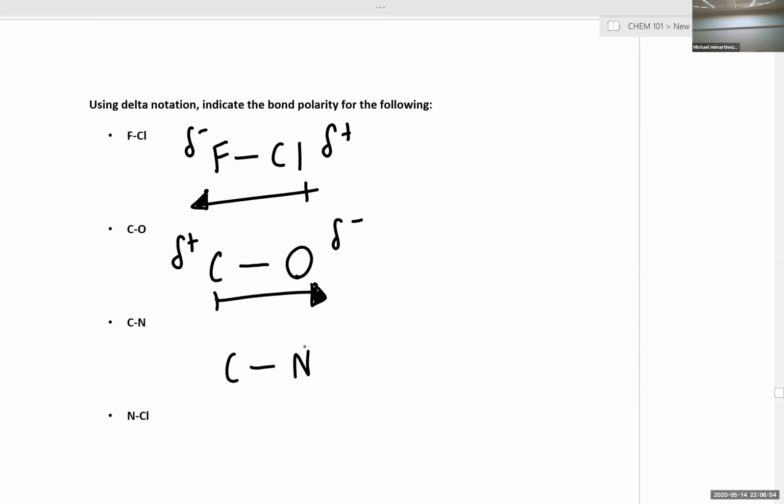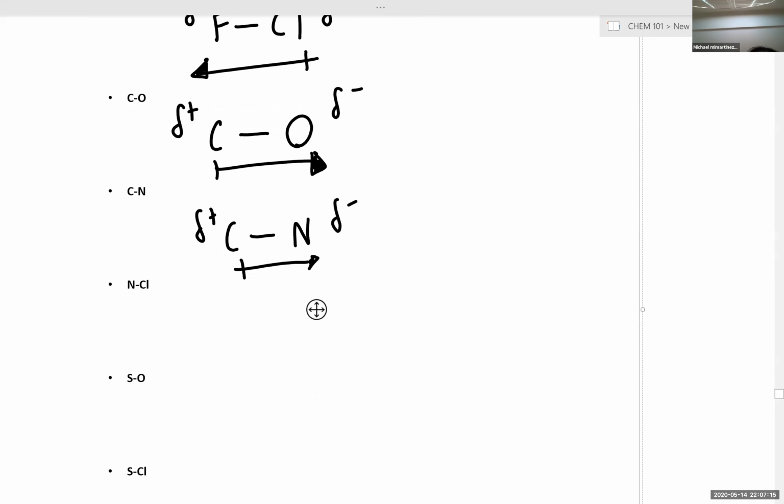Okay, what about a carbon-nitrogen bond? What atom is more electronegative? Nitrogen, we draw our delta minus and delta plus. We won't worry about the nitrogen-chlorine example. That one's a little bit tricky. You're not going to see that too often.